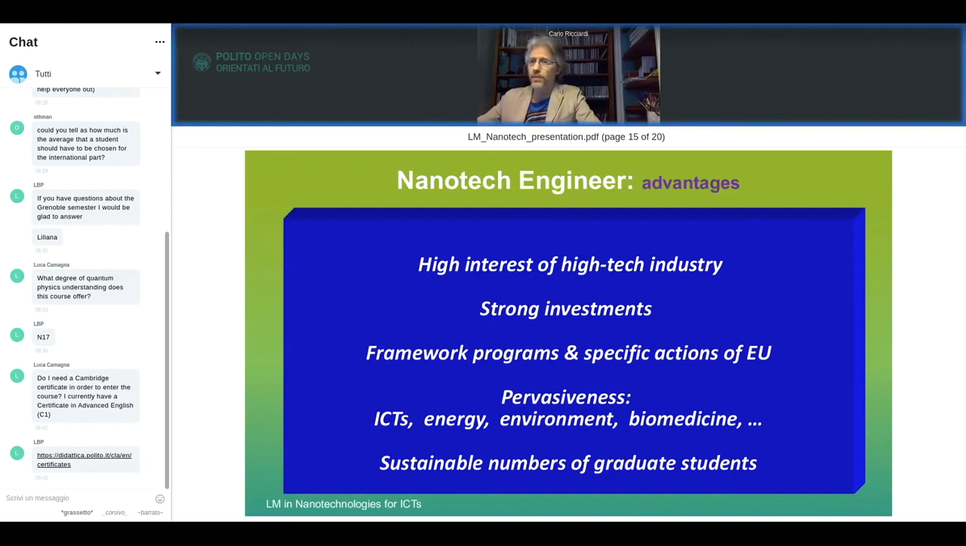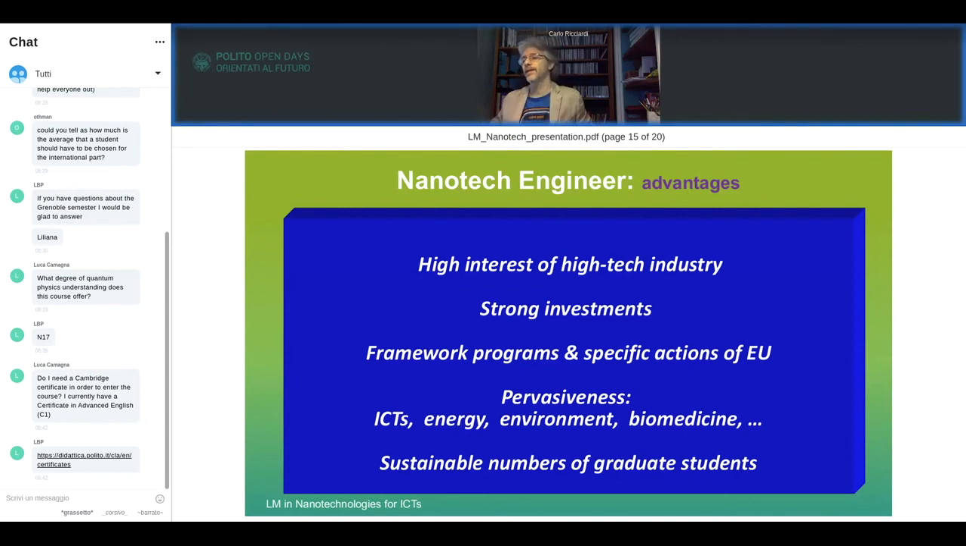So let me go close to the conclusion. The advantages of being a nanotech engineer: I think there is high interest from the high-tech industry, really high. Not just from an Italy point of view, but from Europe and the US and the whole world point of view. There are strong investments both from the industry and from, for example, the European actions you have seen before.